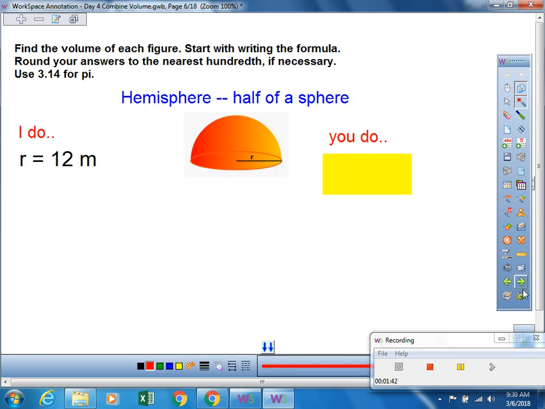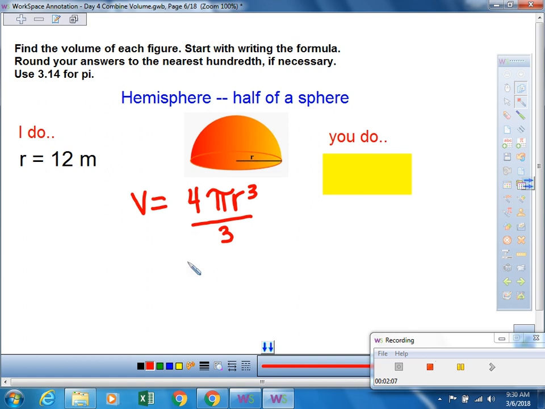Okay. So what shape does this look like? A half sphere. Half of a sphere. So it's called a hemisphere. And the only thing you do differently, so I'm not going to calculate this volume, is you still write 4 times pi r cubed over 3, but since you want half, at the end you're going to divide it by 2. Get half. All right? Question?